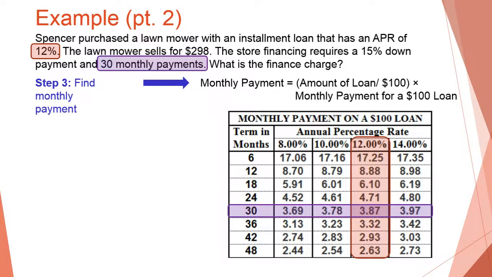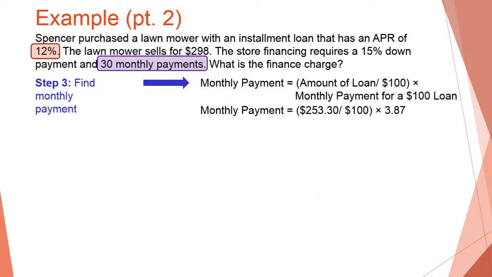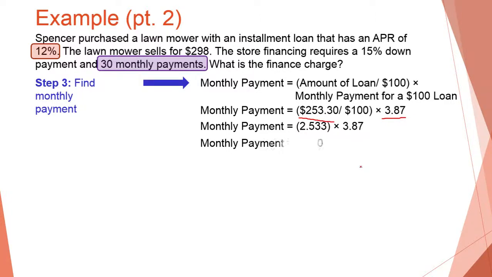So each month, for every $100 we borrow, we pay back $3.87 because that's where they intersect. So let's plug that number in. If you notice, I plugged that number into here. And this was the amount of loan we got from the previous slide. So now that we have that, we can use order of operations, divide what's inside the parentheses, then multiply by $3.87, giving us $9.80. So that is the monthly payment.